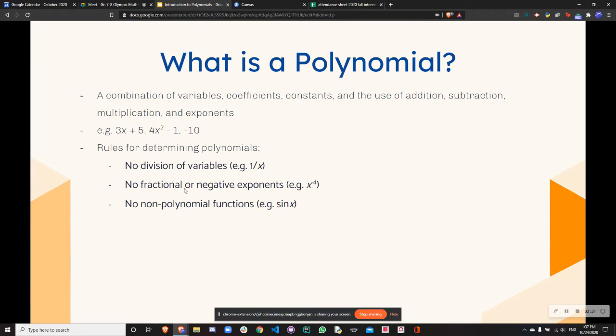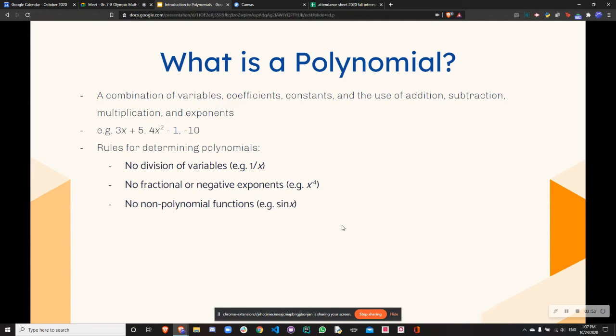You also can't have fractional exponents, like square roots and cube roots and stuff. Those don't count as polynomials. But the exponents have to apply to the variables. If they apply to the constants or the coefficients, you can still define the expression as a polynomial. Just make sure that it doesn't happen to the variable.